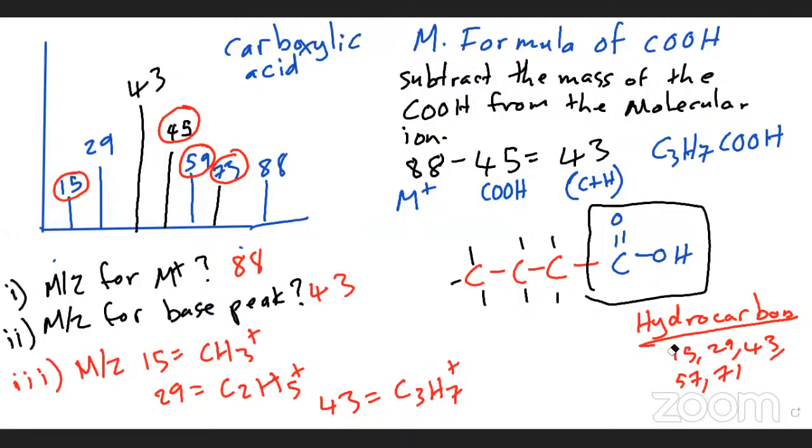Sir, could you go over it? Yes, sir. So on any mass spectrum, 15, 29, 43, 57, 71. 71 plus 14 is how much? Just keep on adding 14.